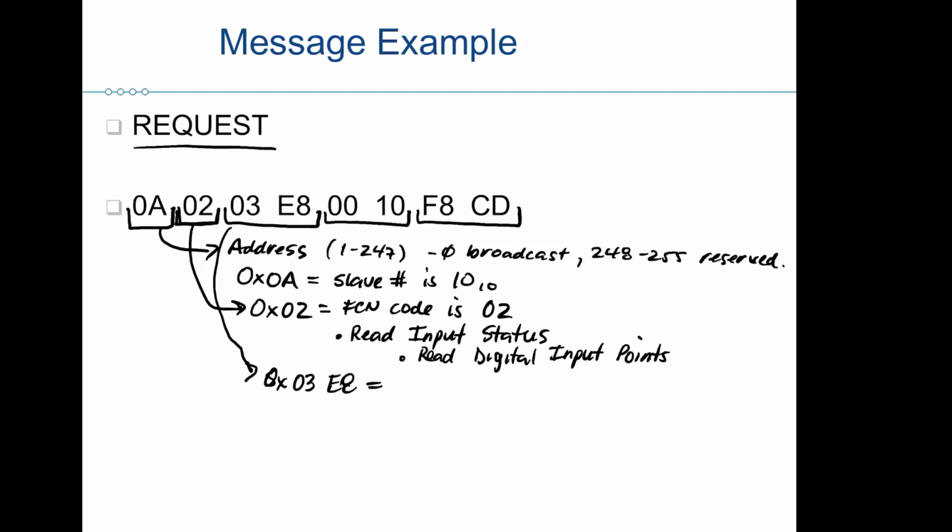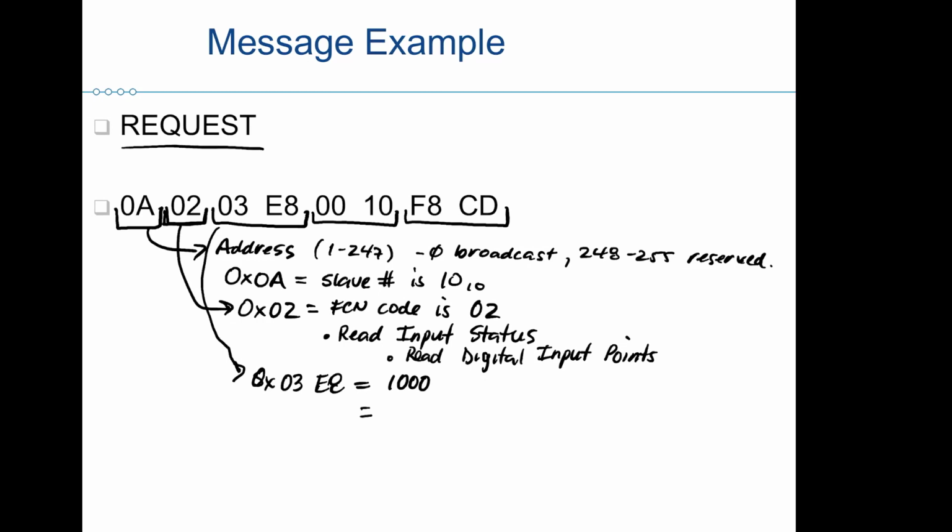So that means the 1,000 is the direct decimal conversion, and you're going to say the starting DI address to read is address 1000.